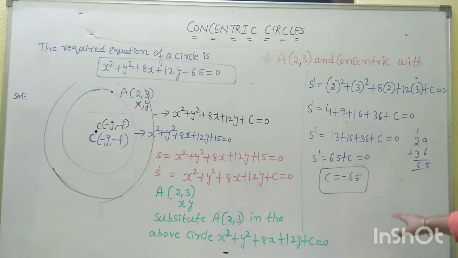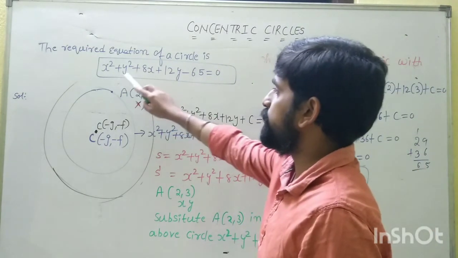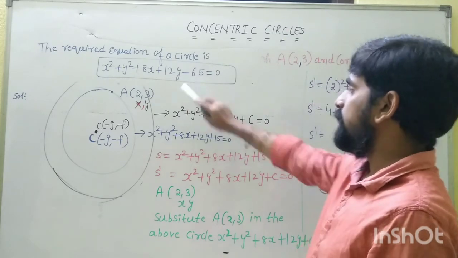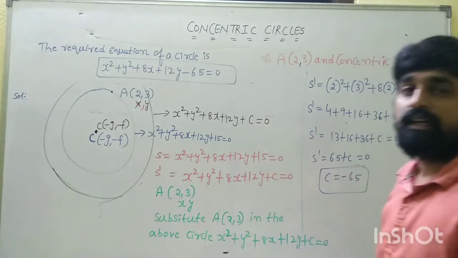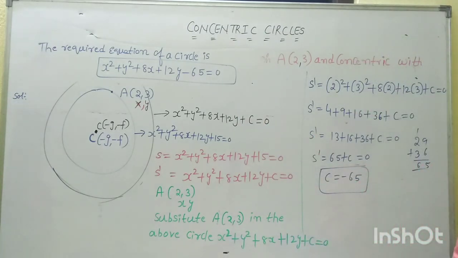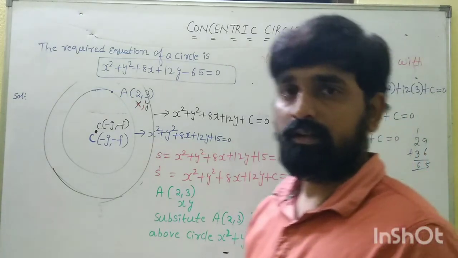After getting the c value, the required equation of the circle is x square plus y square plus 8x plus 12y, and in the place of c you can substitute minus 65, that is minus 65 equals 0. With this, the equation of the concentric circle will be completed. Okay? Next.